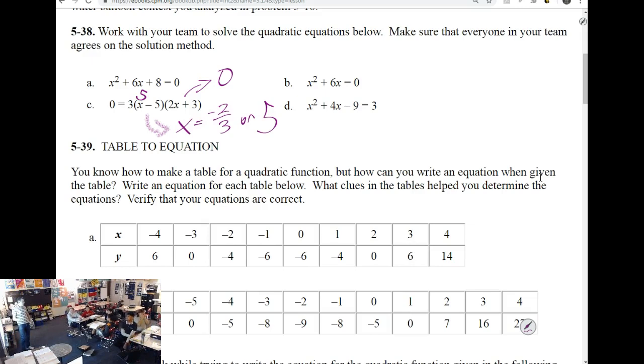The 3 doesn't change right here. If I set that equal to 0 and then solve it algebraically, so 0 equals 2x plus 3. Subtract 3 from both sides, divide by 2. Negative 3 halves. I was getting it upside down. Okay, that was dumb for a second. Negative 3 halves and 5.